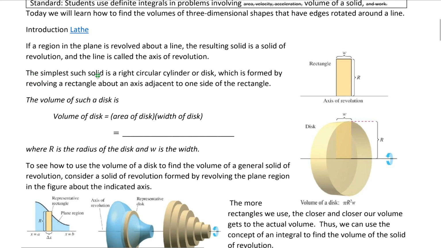The simplest such solid is a right circular cylinder or disk. This is the simplest thing that we can make by rotating it around the axis of revolution, which is formed by revolving a rectangle around the x-axis adjacent to one side of the rectangle. The volume of such a disk is equal to the area of the disk times the width of the disk. Can you think about how to find the area of the disk?